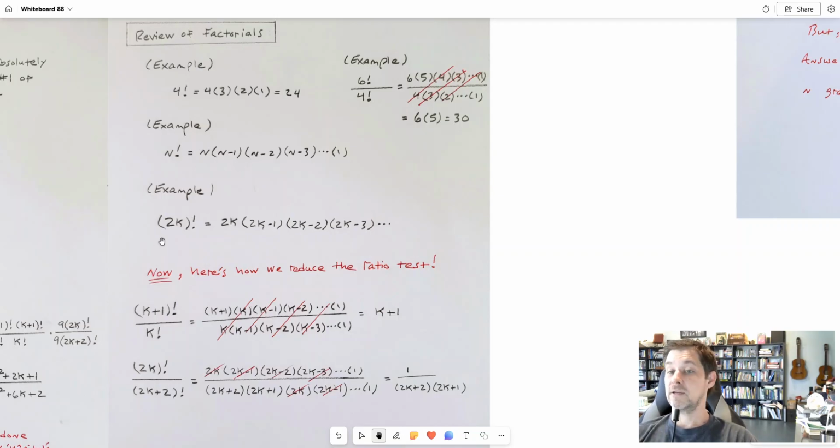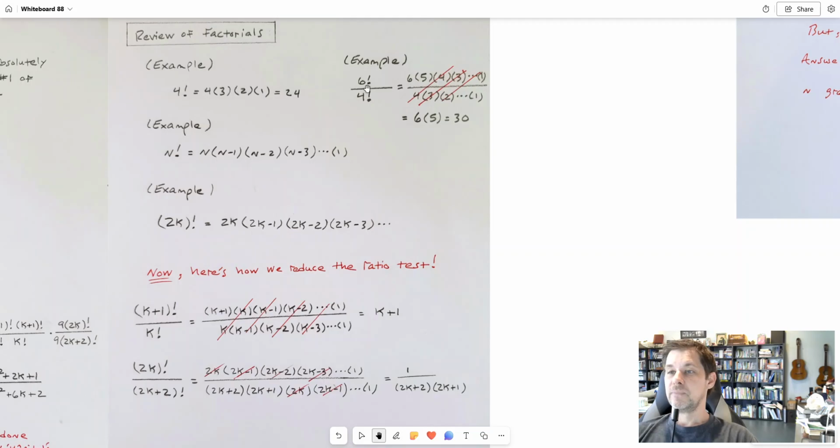Okay. What about 2k factorial? Same idea. Start with 2k. What's 1 less than 2k? Kind of like how 3 is 1 less than 4. Well, 2k take away 1. And what's 1 less than that? 2k take away 2. And 1 less than that, 2k take away 3, all the way down to 1.